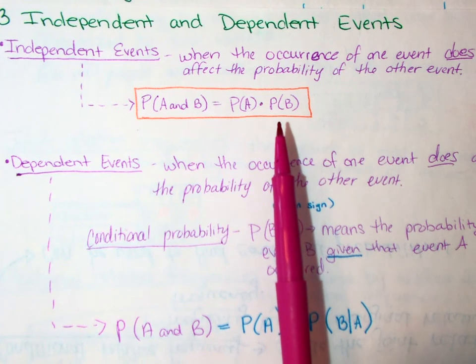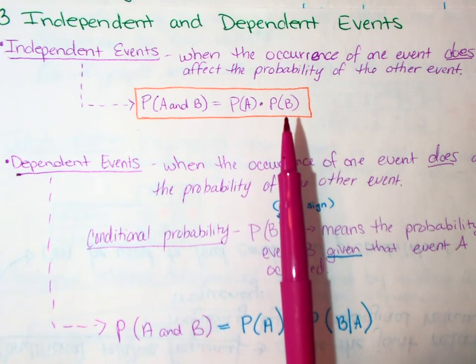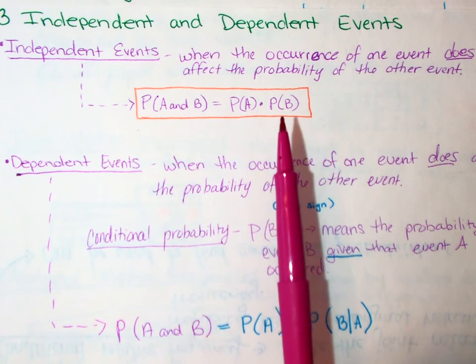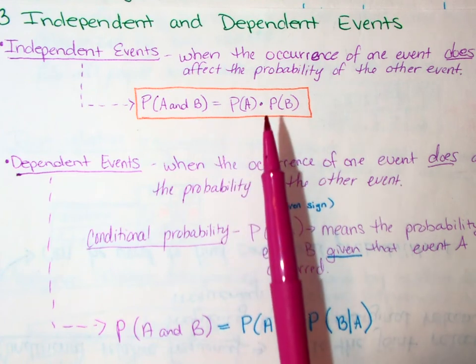So if you roll a number cube twice, the first time you roll, you could get any of the 6 numbers. The second time you roll, it doesn't matter what you got on the first one because it's not affected. So those are independent events.